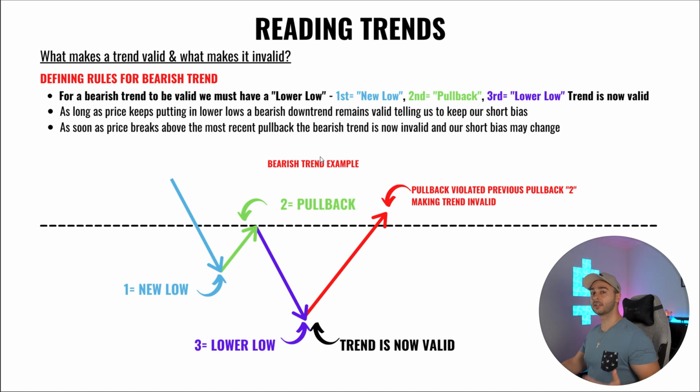This is a bearish trend, so price is moving down. We have our extension, which is our new low. We then have our pullback, and then we have our lower low. The trend is now valid, and now we have a short bias. Our lower low is essentially taking out this low over here, and then we have that pullback. So if this pullback breaks this pullback over here, so it's higher, so pullback violated previous pullback. So number two, making the trend now invalid.